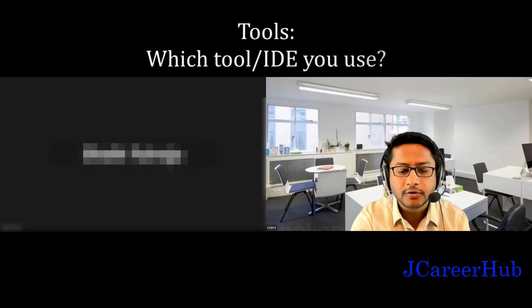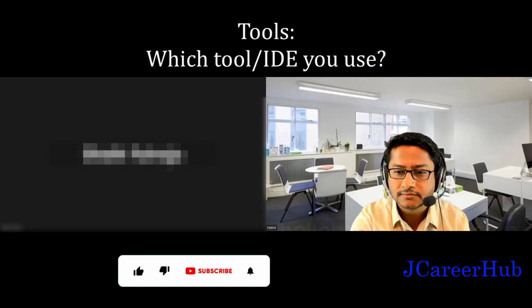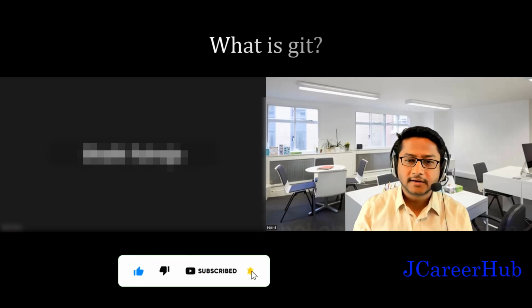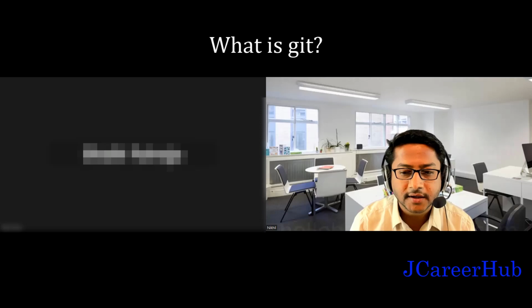Okay. So which tool do you use to write this code? Are you using Eclipse, IntelliJ, or any other tool? Eclipse. Okay. Do you know what is Git? Git or GitHub? Git or GitHub? Yeah, sir.